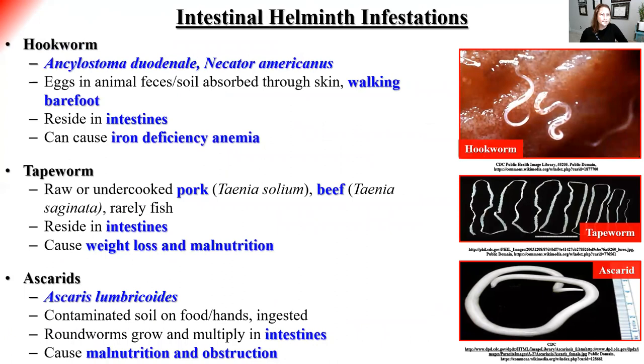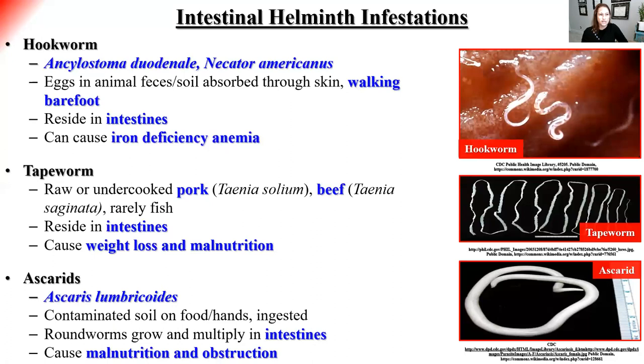Let's go to our intestinal helminth infestations. That's going to be hookworm, tapeworm, and ascarid worms. With hookworms, these are found in the feces of infected animals. So the feces of infected animals end up on the ground. Somebody who comes along barefoot walks over that, and then the hookworm larvae go through the skin and work their way into the intestines.